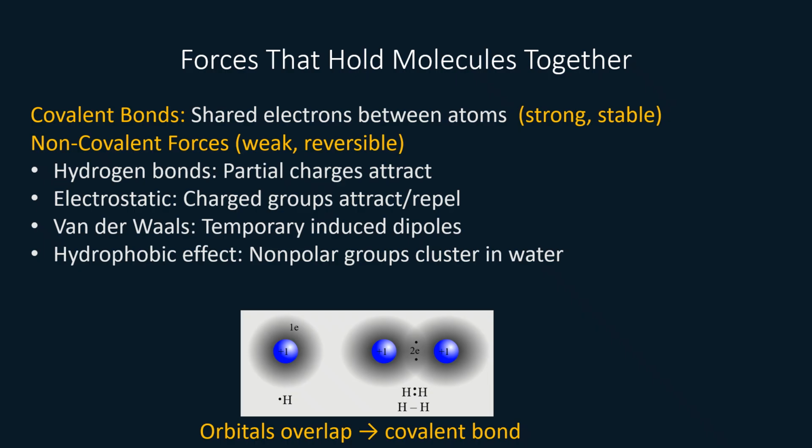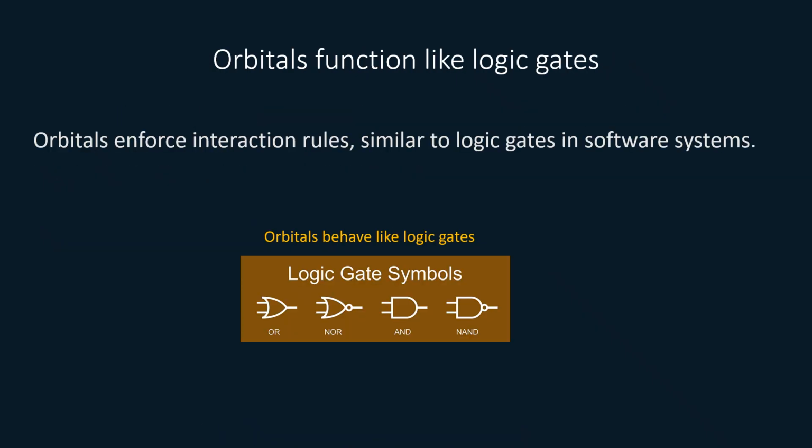Let's start the analogy, that is logic gates. Think of orbitals like logic rules. If the rules are not satisfied, there is no interaction, right? So the logic gates is the same idea.